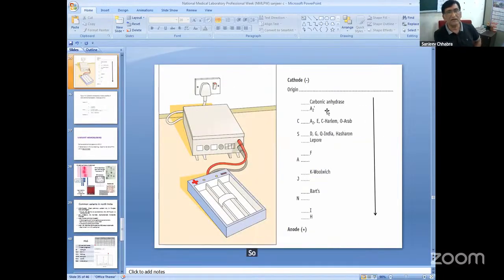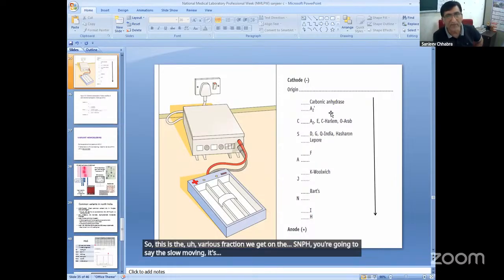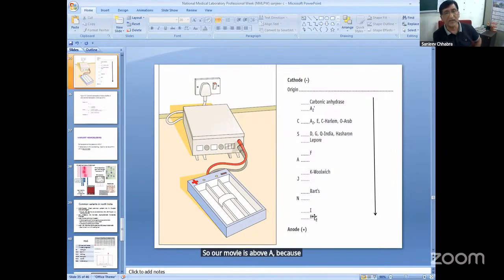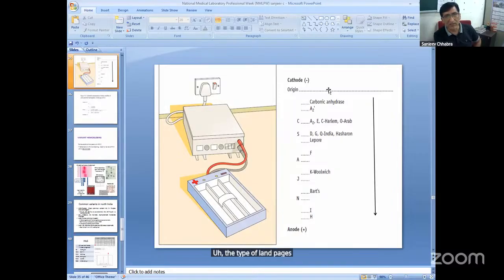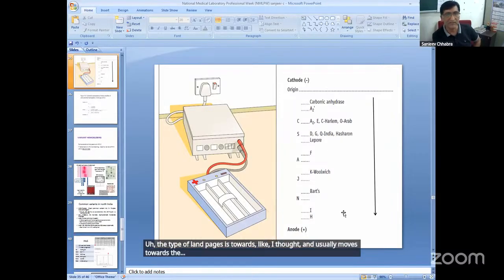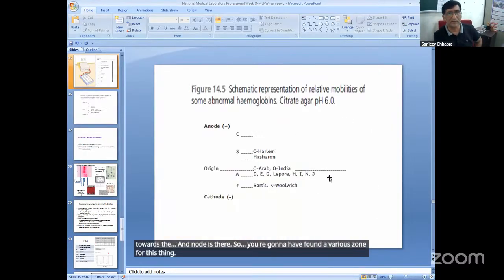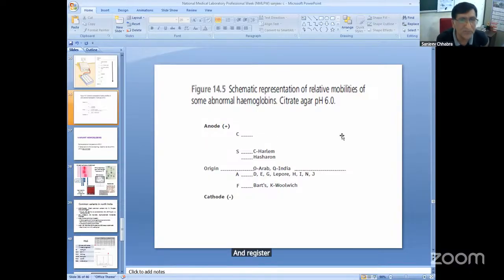So these are the various fractions we get on the alkaline pH. When we say slow moving, if it's behind the A, we call it slow moving. If it's above A, we can say it's fast moving, and the fastest is HbH. You can see some various zones there. The line of alkaline pH is towards the cathode, and it moves towards the anode. So you can find various zones for this, and this is a separation of hemoglobin at pH 6. It's not so informative as compared to alkaline pH.